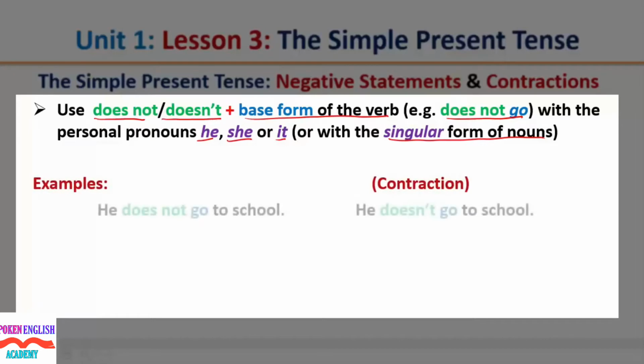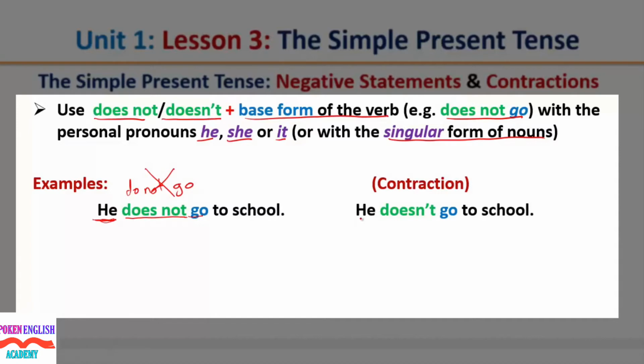Examples. He does not go to school. Notice here that we use the negative form does not go after the pronoun he. Can we say here he do not go? No, we cannot. This is incorrect. This is wrong. Why? Because the subject pronoun he is followed by does not. It cannot be followed by do not.